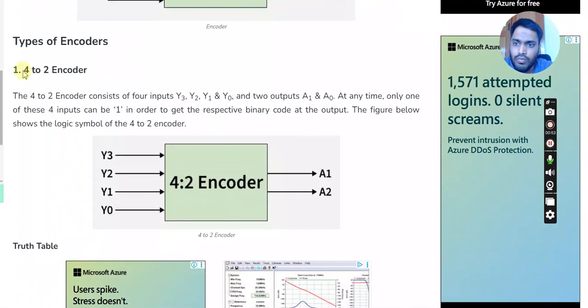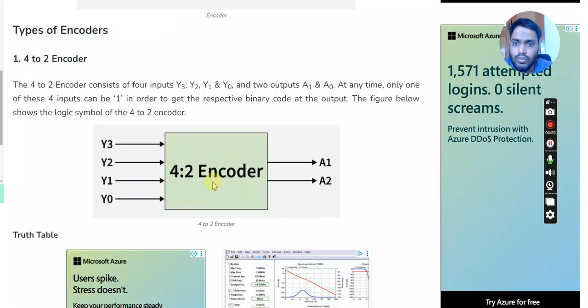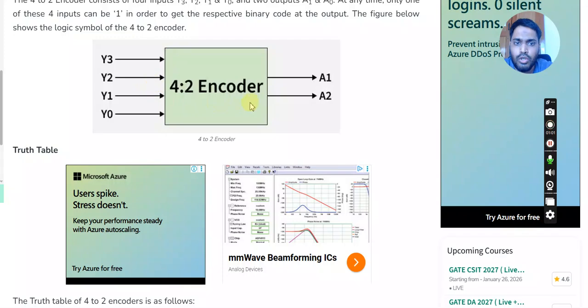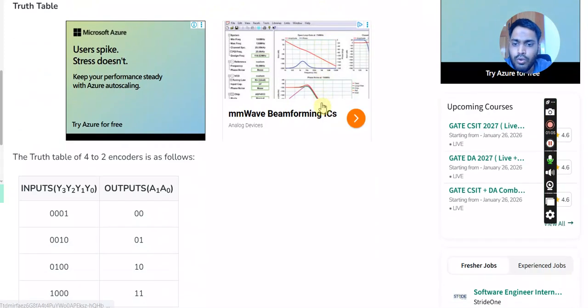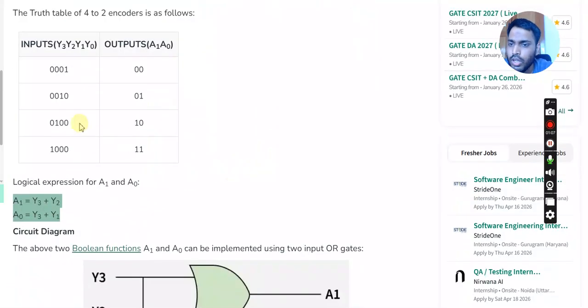So first, 4 to n, so 4 means 2 to the power of 2, so 2 output lines. So 4 to 2, this is the diagram of the 4 to 2 encoder. Y0, Y1, Y2, Y3 are the inputs, and A1 and A0 are the outputs. So this is a truth table.